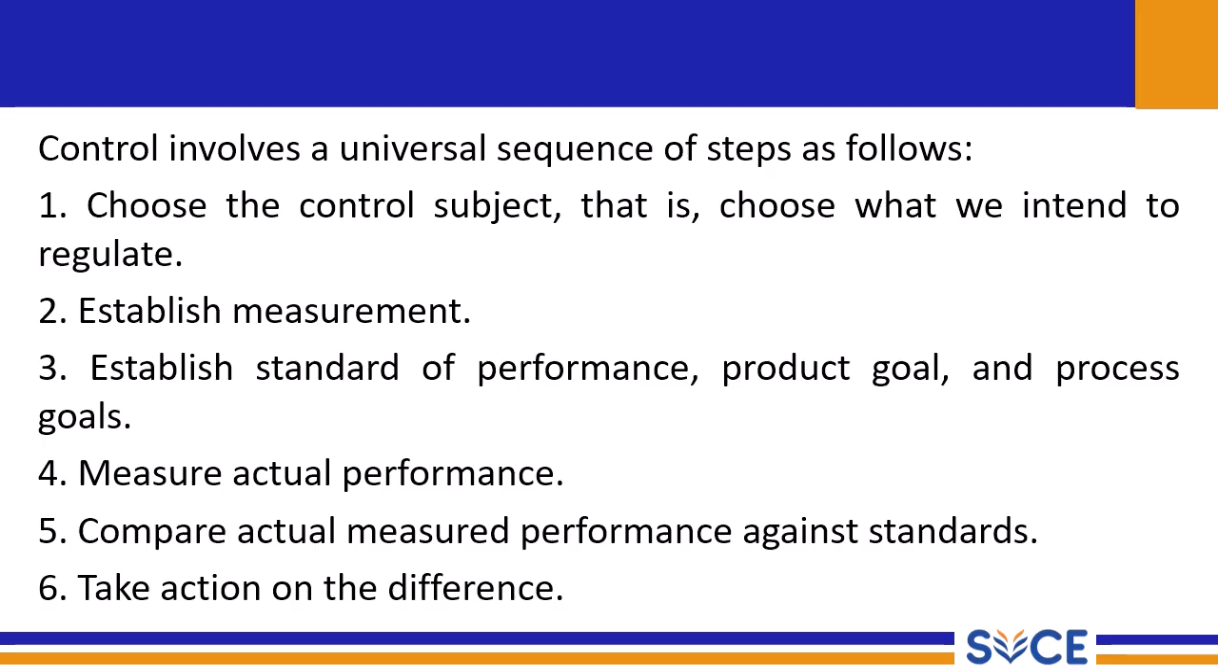So control involves a universal sequence of steps as follows. Choose the control subject, that is, choose what we intend to regulate. Establish measurement, establish standards of performance, product goals, and process goals. Measure actual performance, compare actual performance against the standards, and take action on the differences. Those are the steps involved in this particular sequence.